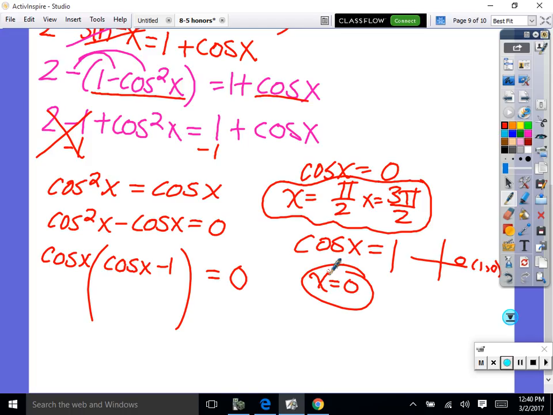2 pi actually is the repeat of 0, so it doesn't include it. So that's why they always say on an interval like this, from 0 to 2 pi, they do a bracket and then a parenthesis, because the 2 pi isn't included. Good question. So we would write it as 0, because that's the one that comes first. So those are our solutions.